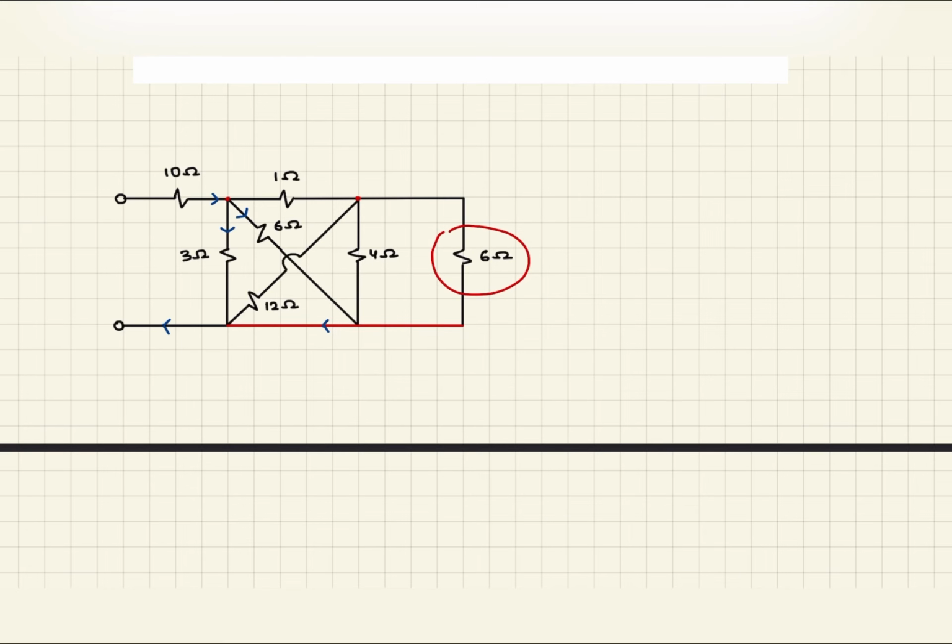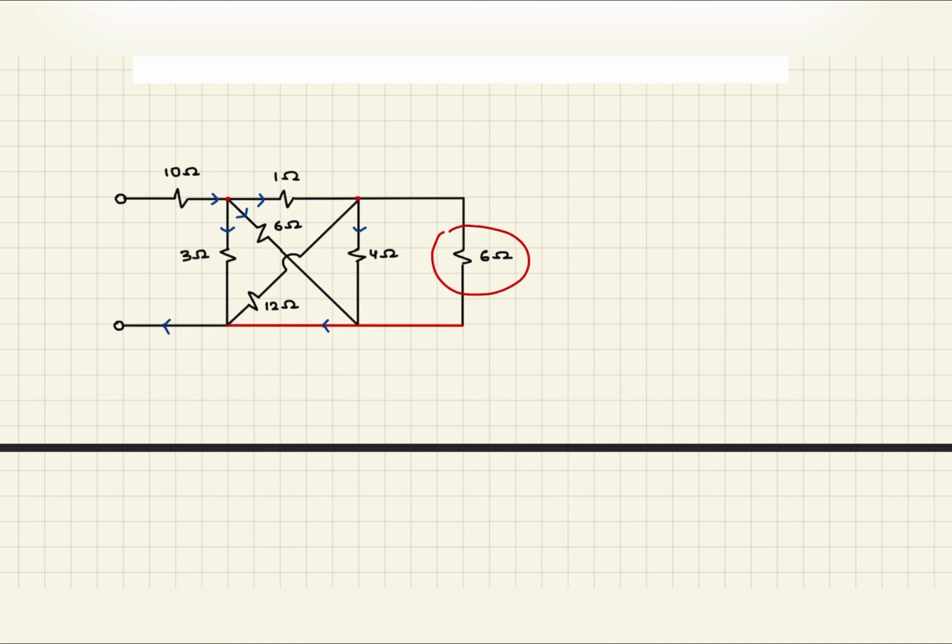Same goes for the 1 ohm resistor. I will assume that it goes through the 10 ohm resistor, and then goes through the 1 ohm resistor, and then goes through the 4 ohm resistor, and comes back to the terminal. Now that settles it for the 10 ohm resistor.